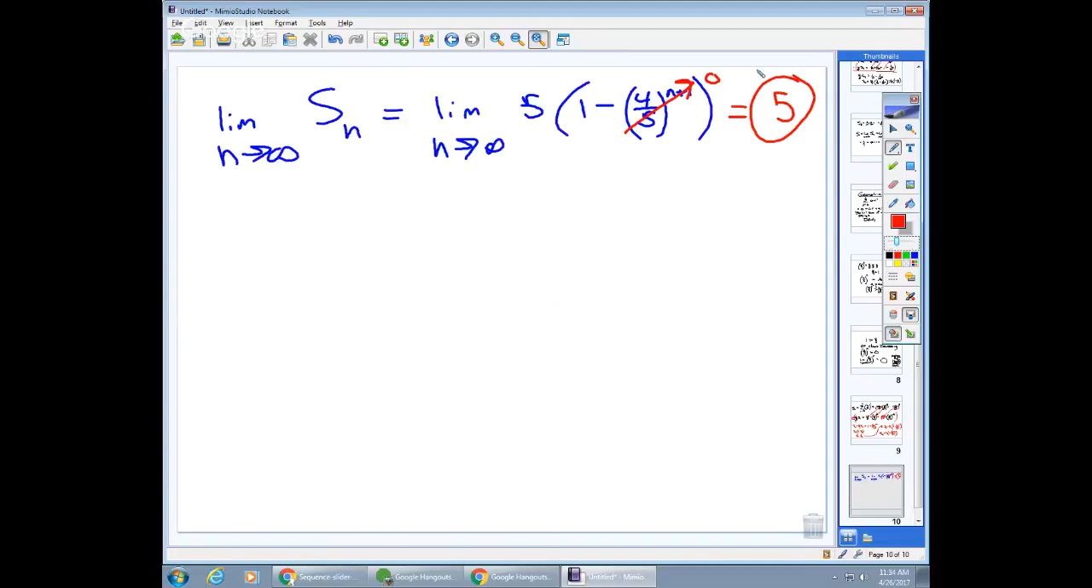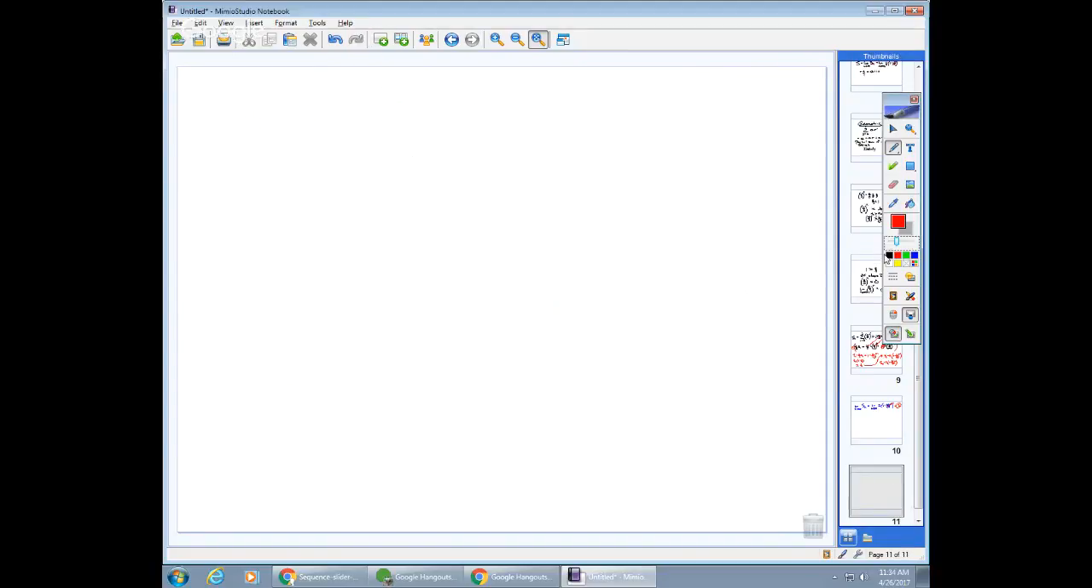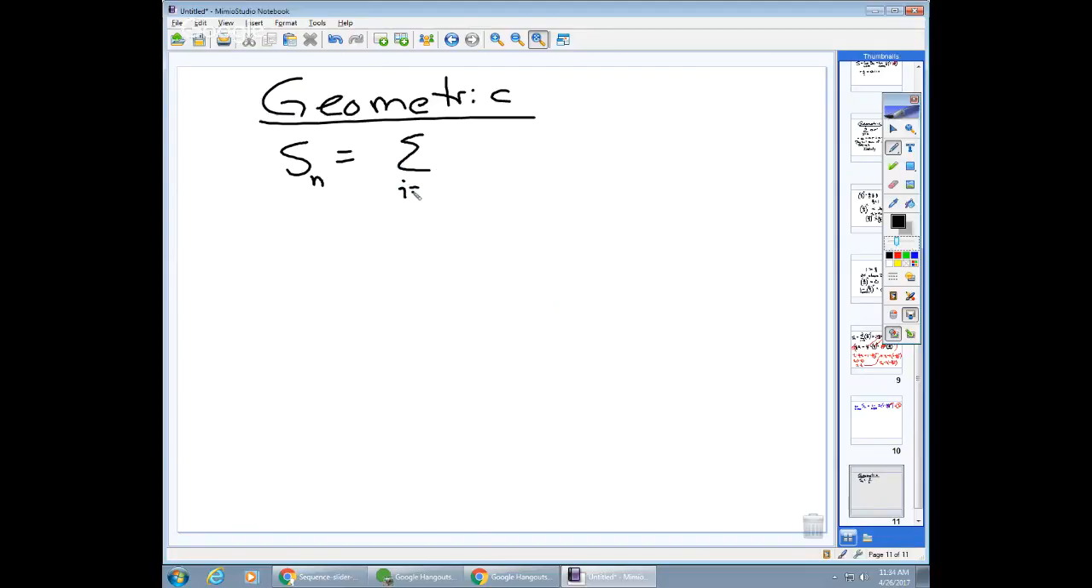In general, it doesn't really matter. I can apply this to any geometric series. So if we go to that general form of a geometric series, we're just going to reapply this trick one more time. So a geometric series partial sum is the sum as i goes from 0 to n of a times r to the i.